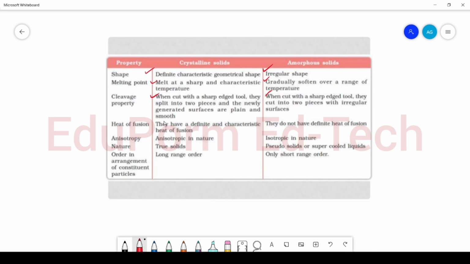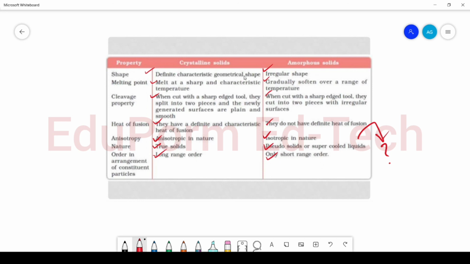They have definite and characteristic heat of fusion, whereas they do not have definite heat of fusion. They are anisotropic in nature, while these are isotropic in nature. These are called true solids, whereas they are called pseudo solids or supercooled solids. In the next lecture, we will understand why they are called pseudo solids and why they are called supercooled solids. They have long range order while these have short range order.